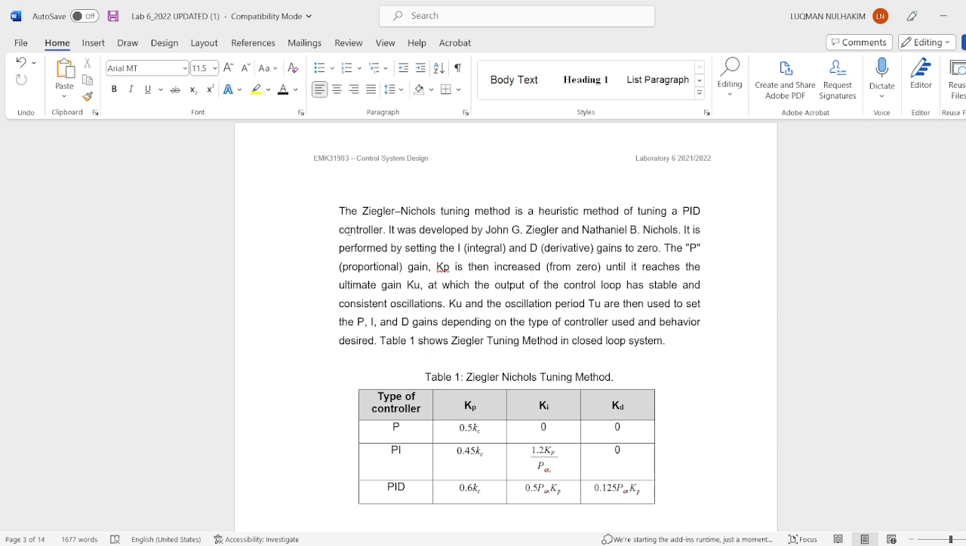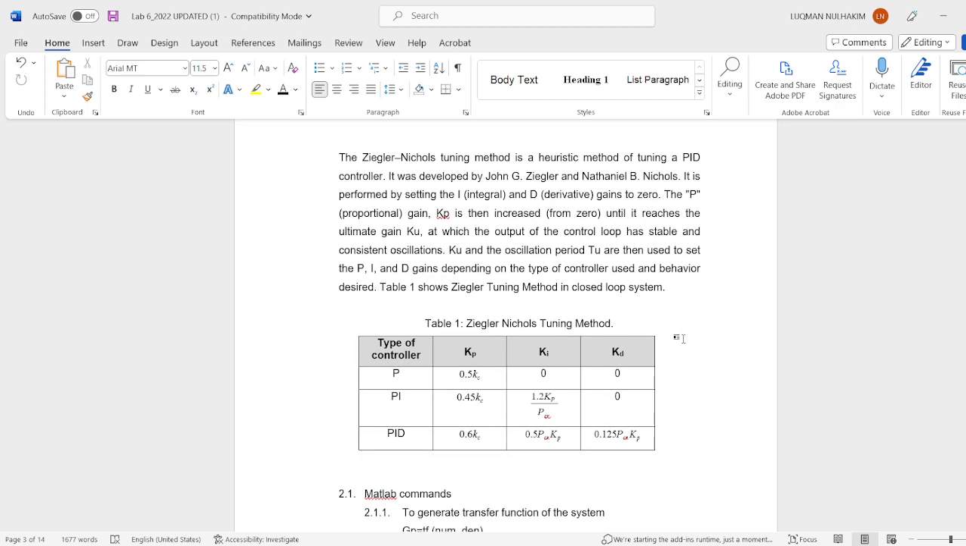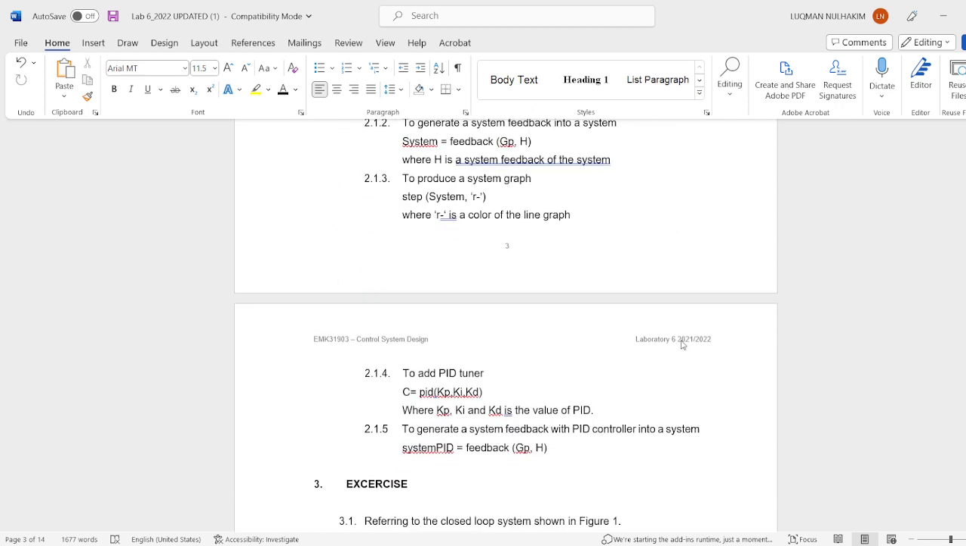So the Ziegler-Nichols tuning method is used to tune the error, so it can be used for a specific purpose.